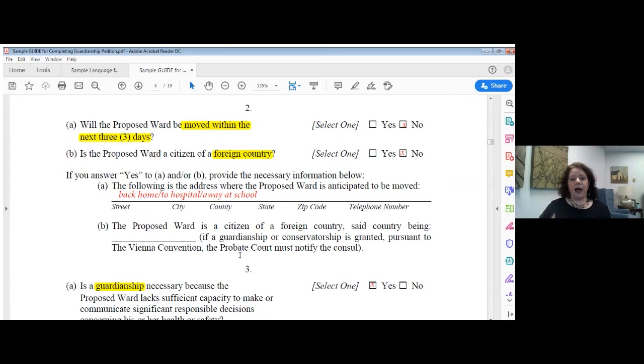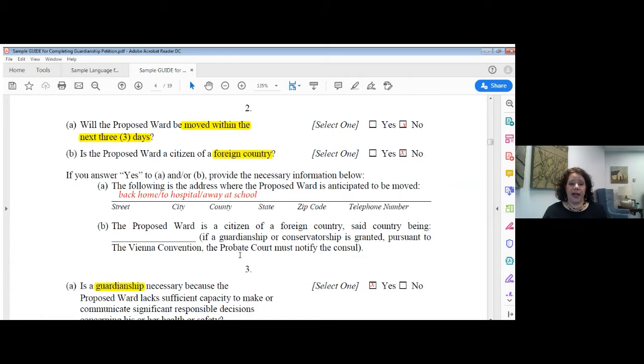Section 2, sometimes guardianships are filed because there's a crisis going on. Maybe someone's in the hospital, but soon they're going to be discharged from the hospital. It takes a while to get all this through the court. So that's what paragraph 2 is asking about, saying, is there any anticipation that this proposed ward is going to be moved within the next 3 days? So you would just indicate yes or no.